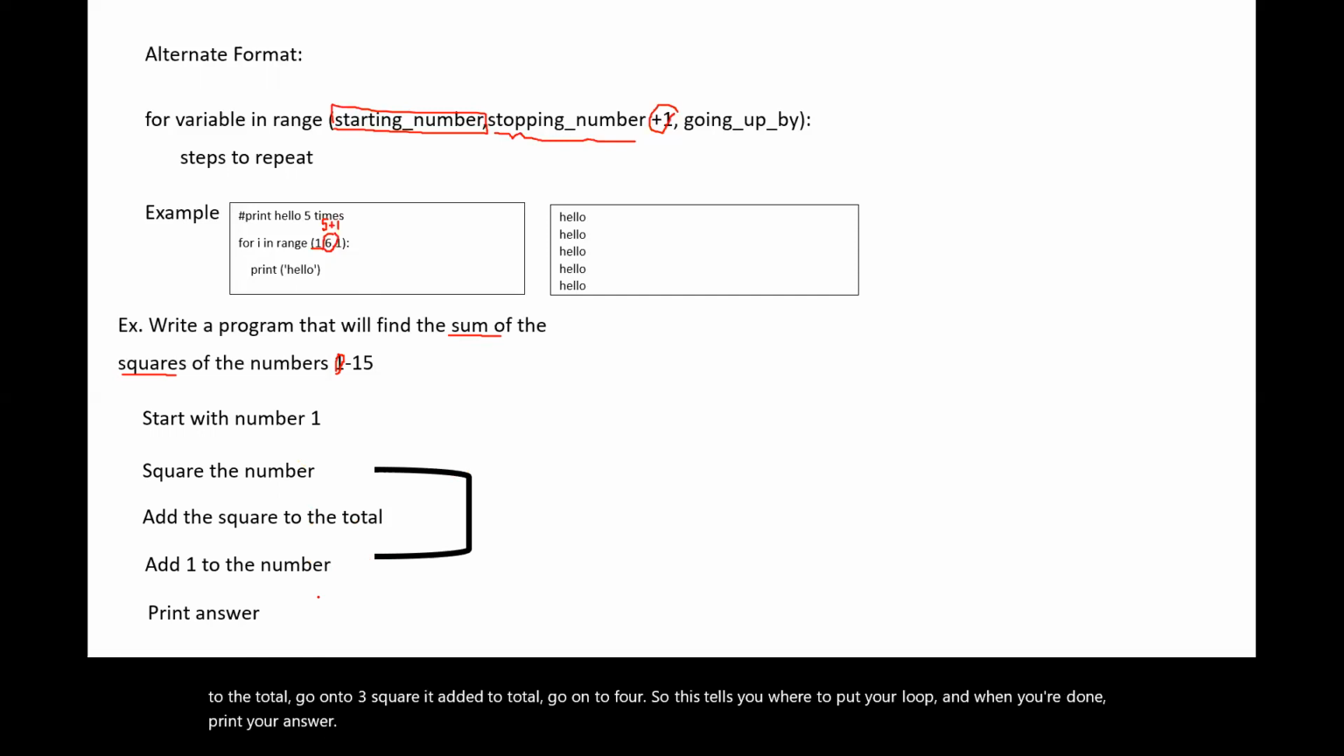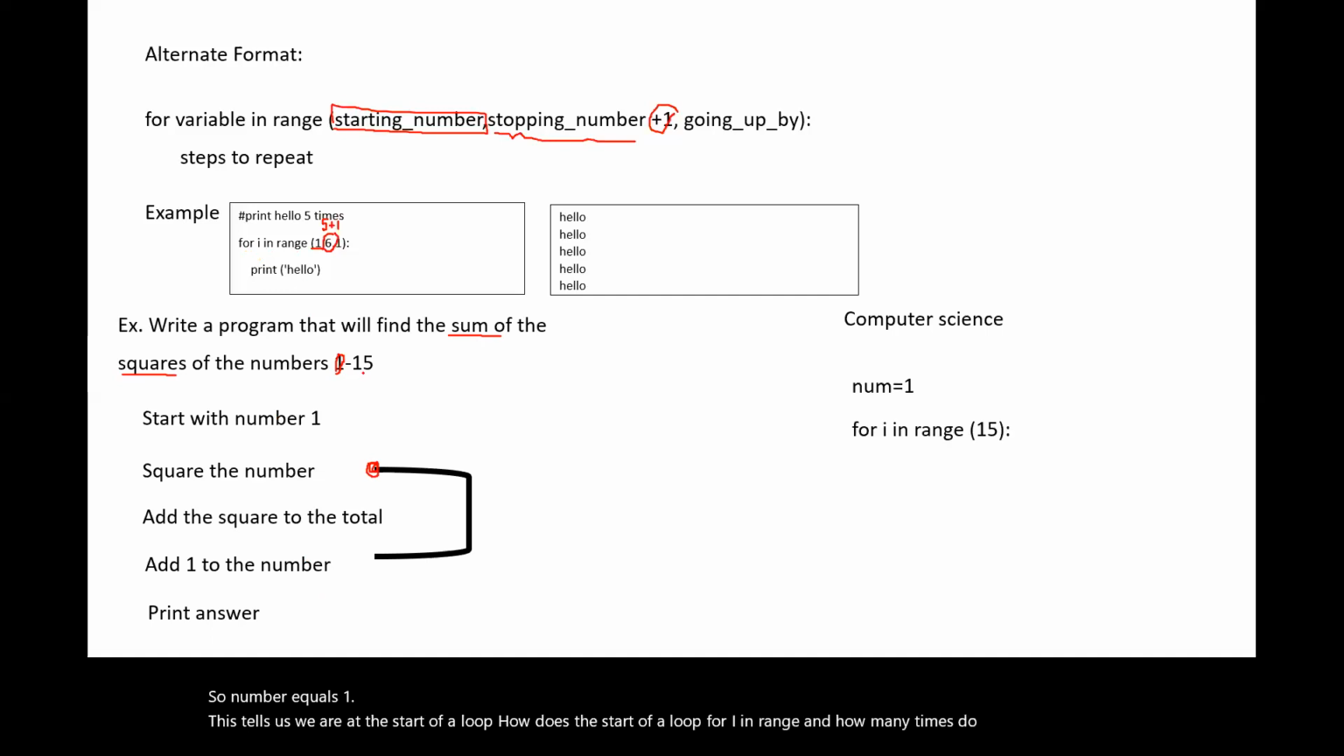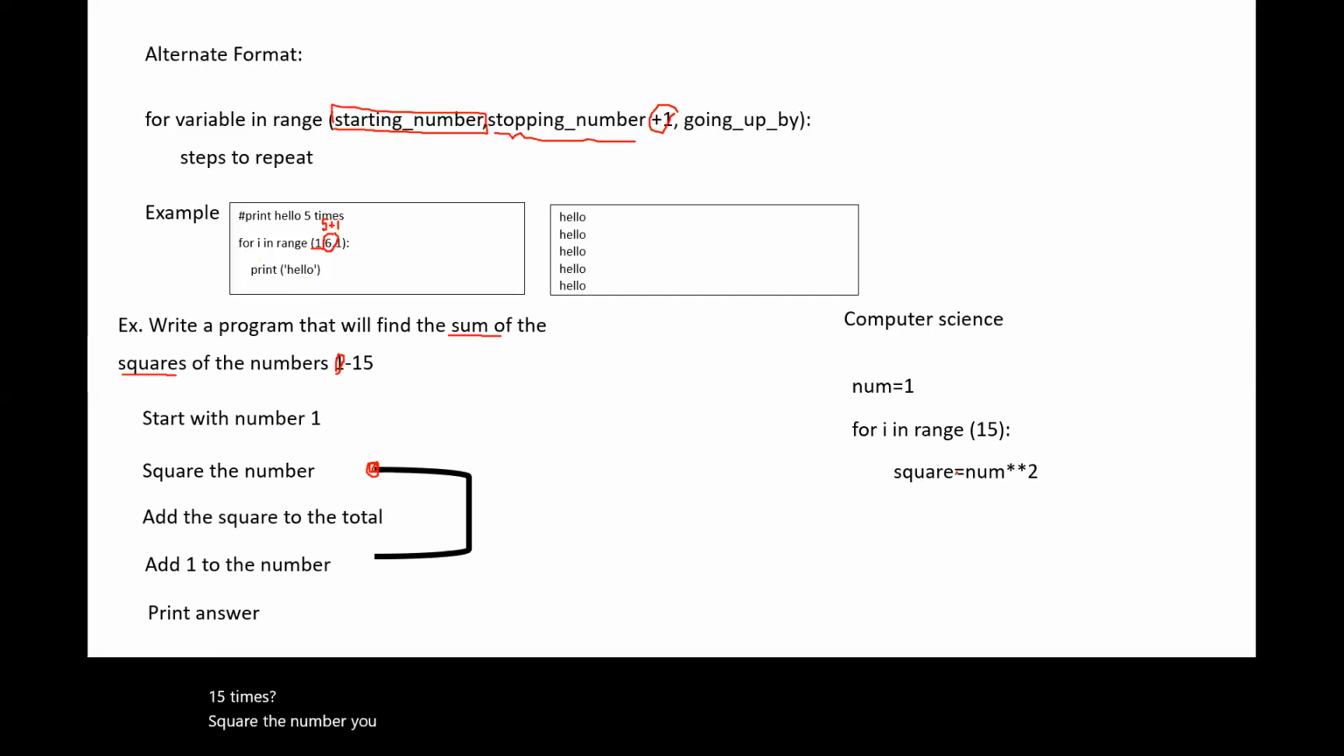Let's translate this to computer science. Here we go. Start with number equals 1. So number equals 1. This tells us we are at the start of a loop. How does the start of a loop look? For I in range. And how many times do we want to do this? 15 times. Square the number. You know how to do that. Square equals number star star 2. Remember that was raising something to an exponent.